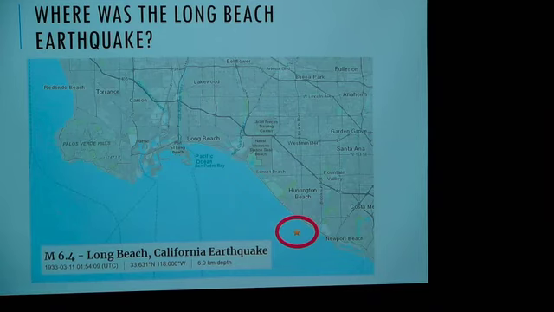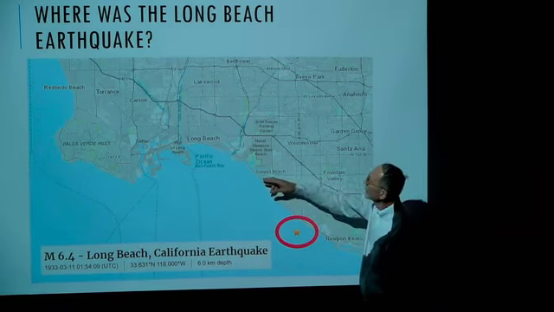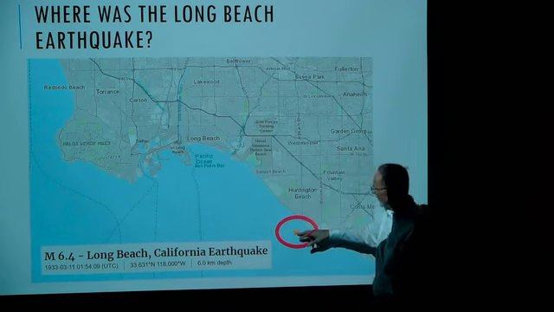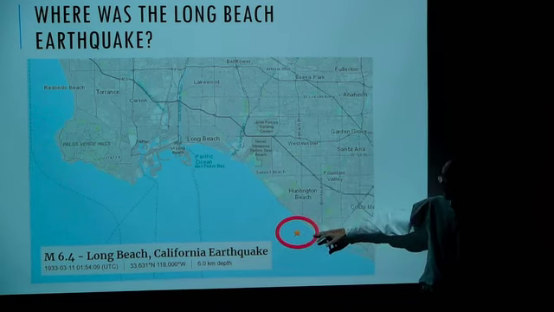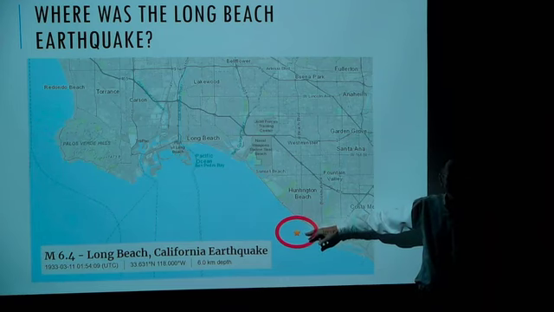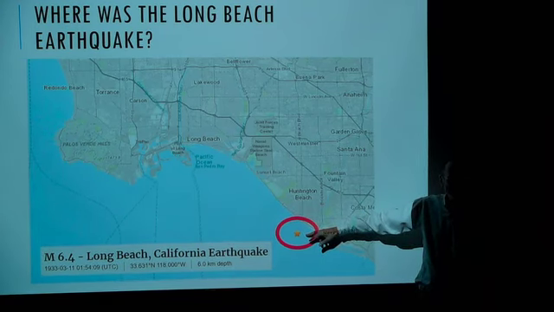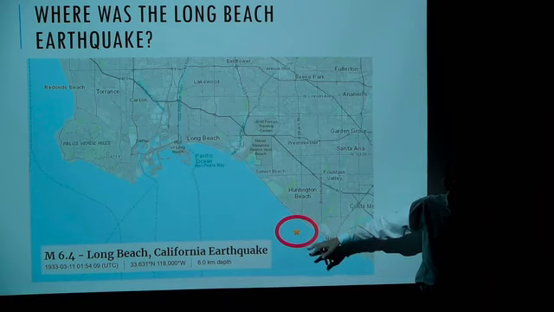Now, oddly enough, so here's Long Beach here. This is thought to be the epicenter. It's 4 miles essentially south of the Huntington Beach Pier. Do you know anything about it, Gary?